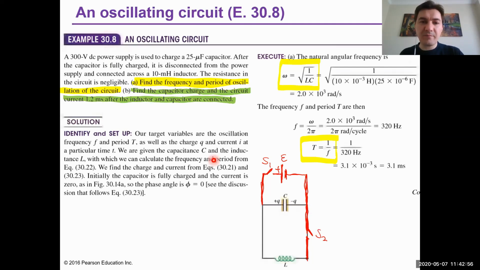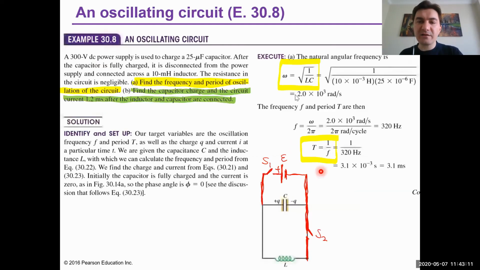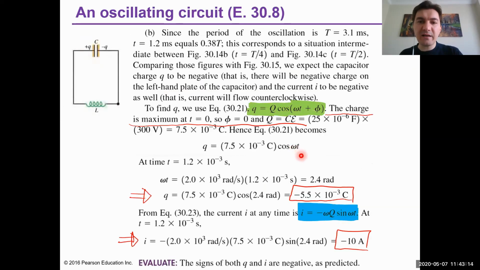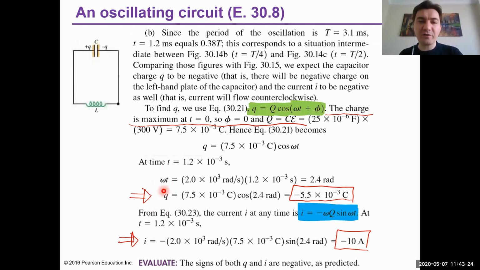So in order to calculate this, put the charge here, the maximum charge here, and instead of cosine omega t, we have calculated omega here, angular frequency, put it there, and the time is 1.2 millisecond, which is given in the question. Put it there, then you can calculate the charge after 1.2 millisecond, which is given by minus 5.5 times 10 to minus 3 Coulomb.